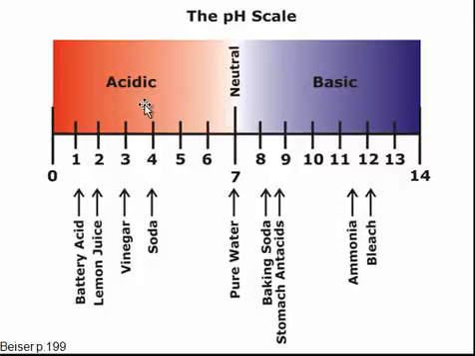But as you go this way, as you go down in pH, you get more and more acidic. Battery acid here is a strong acid, right? You don't want to get that on you. pH of 1. Lemon juice is not as acidic, but it's pretty sour, and it's pretty unpleasant to drink large quantities of it. So that's about a 2. Vinegar's about a 3. Soda here, that'd be Coke, and the soft drinks, that's acidic.